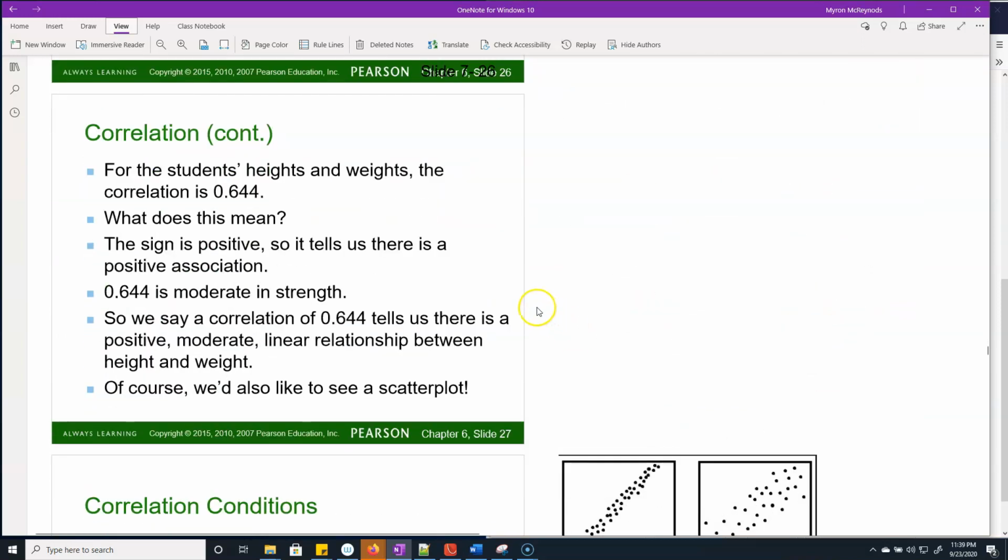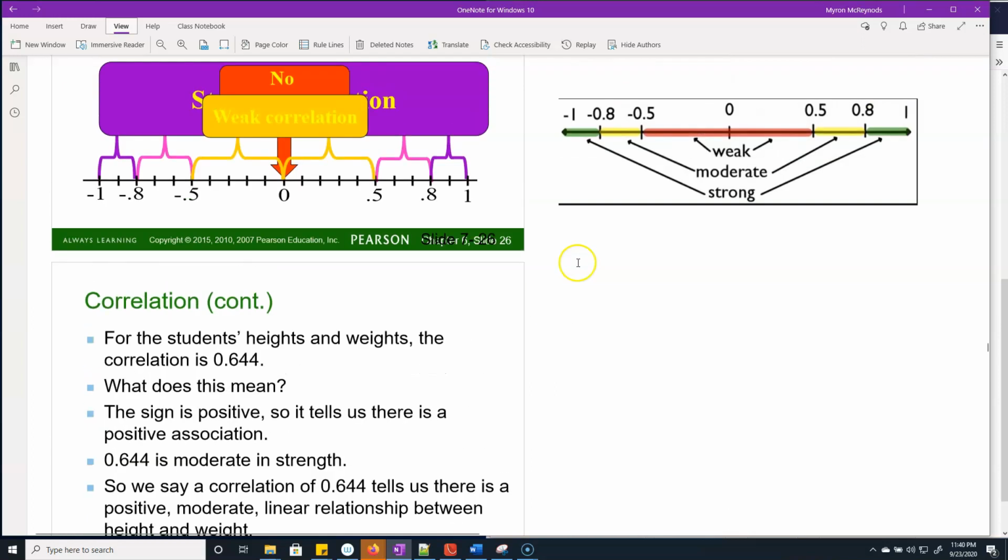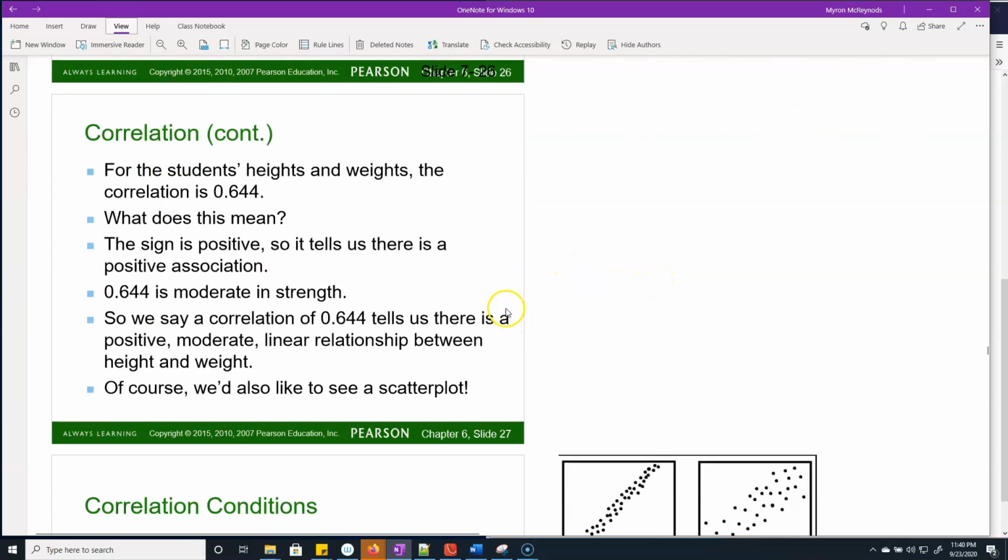Okay, so for instance, if we had a student's heights and weights and the correlation was 0.644, that's a moderate correlation. Look up here, that would be a moderate. So there is a moderate correlation between height and weight of students. So that's what that would mean: there's a moderate positive correlation.